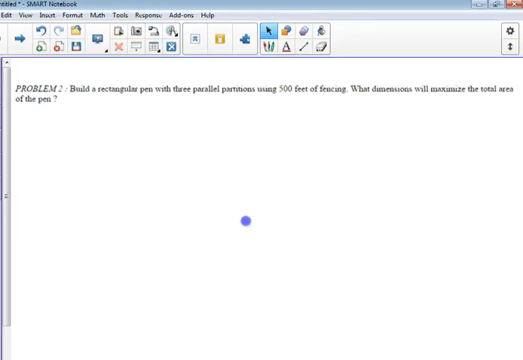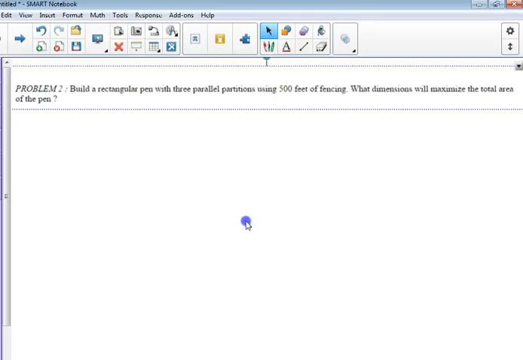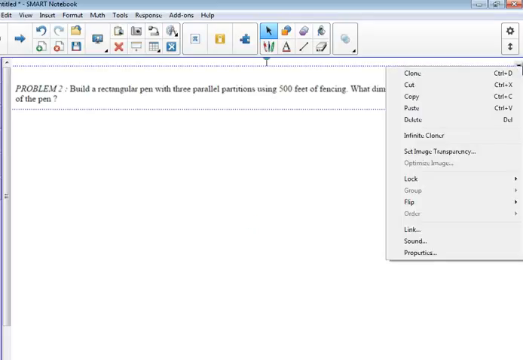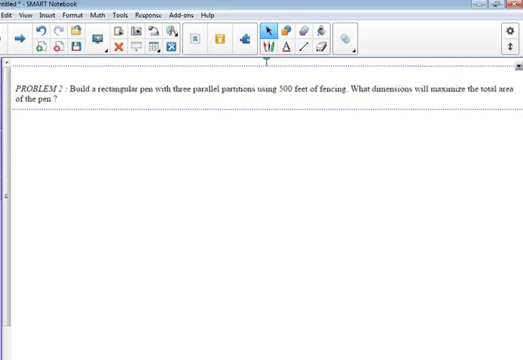Okay, so this one is very, very similar to what you guys have. Sorry, I don't know if I can even make it bigger. The problem is about three parallel partitions, and then: what dimensions will maximize total area? So 3 parts? Yeah, separate.